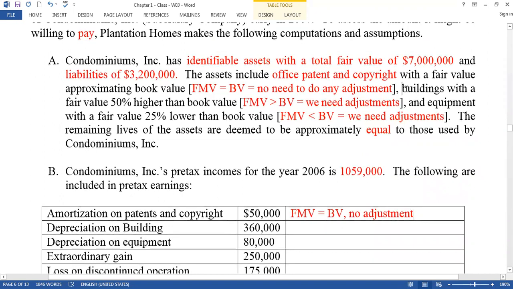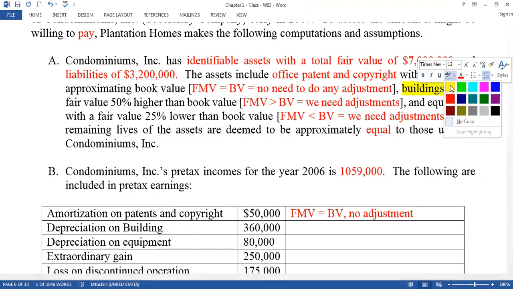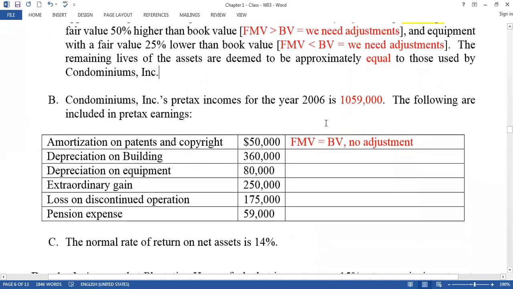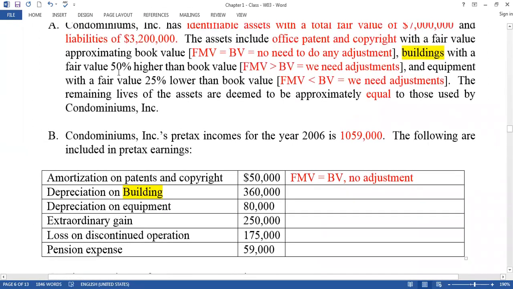Depreciation of building. So this is the building. Building fair market value is higher and book value is lower, right? Try to understand. Fair market value is higher. What is the percentage? 50% is higher, right? Fair market value 50% higher. It means that the value of building increases, right?